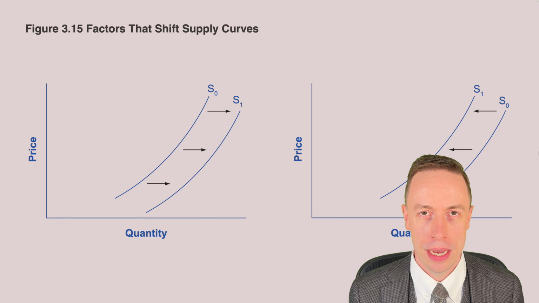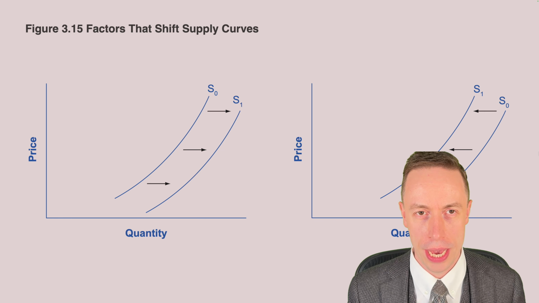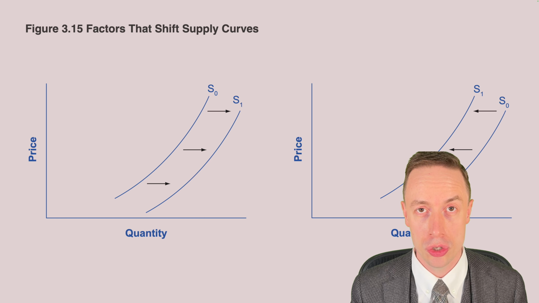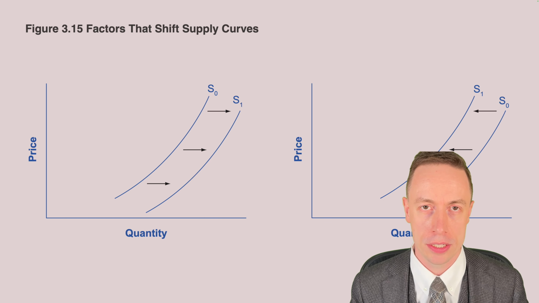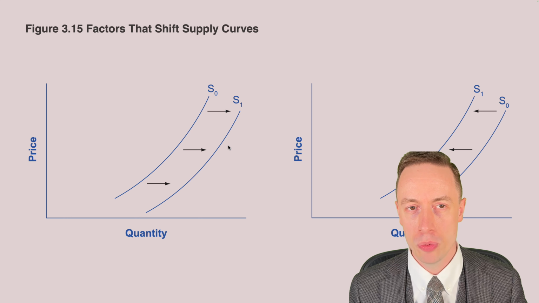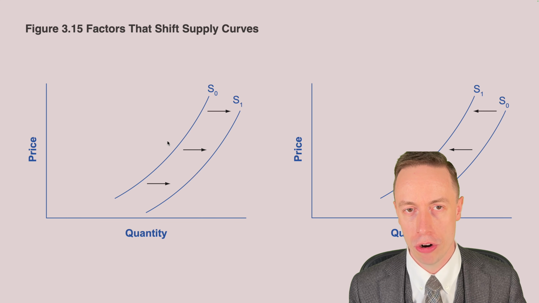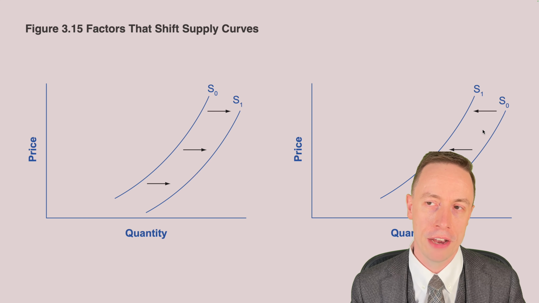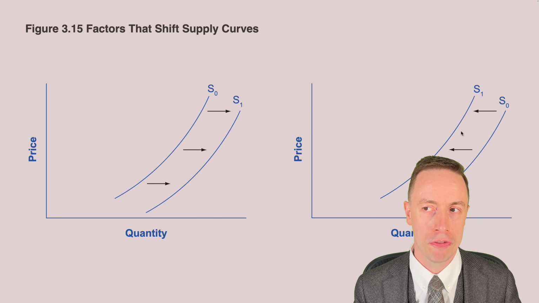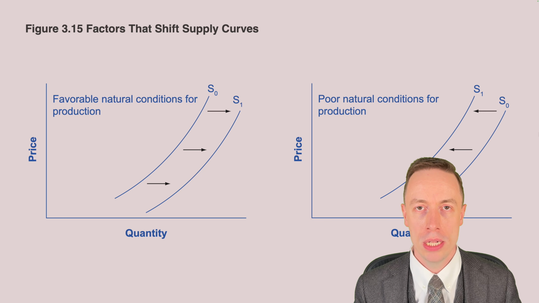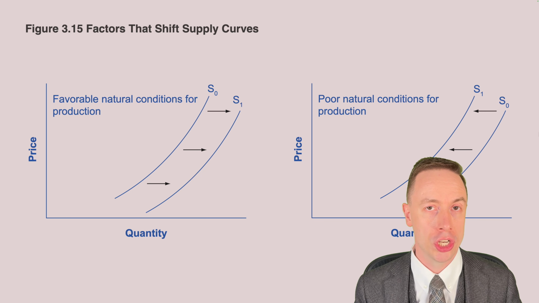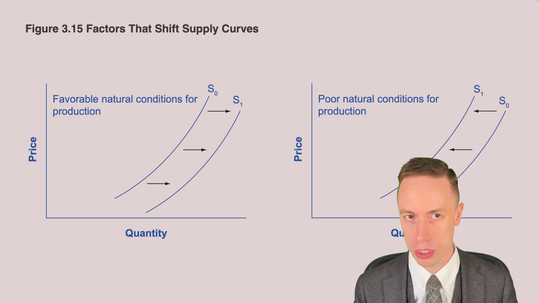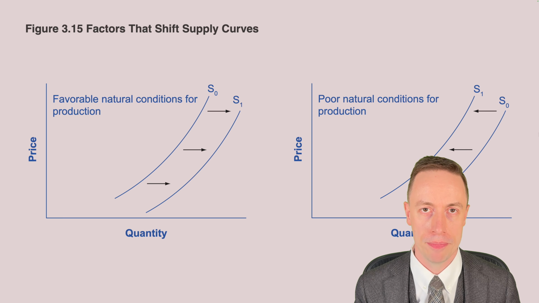Let's go ahead and list out all the economic factors that can lead to a change in the supply of the product. Over here on the left, we've got an increase in the supply curve. Notice the rightward shift. Over here on the right, we've got a decrease in the supply curve. Notice the leftward shift. And what can get us there? Well, number one, nature itself can have an impact. Favorable conditions increase supply. Unfavorable conditions decrease supply.